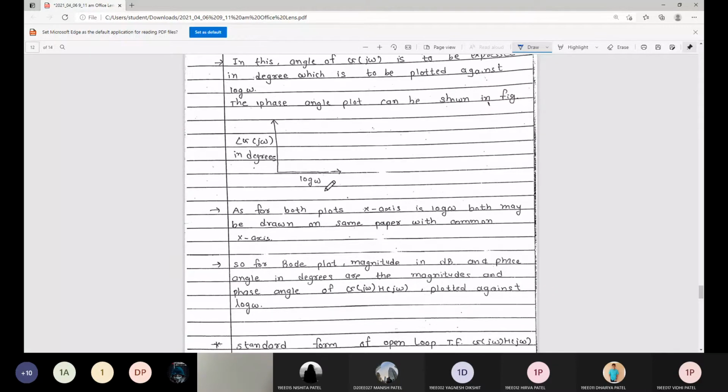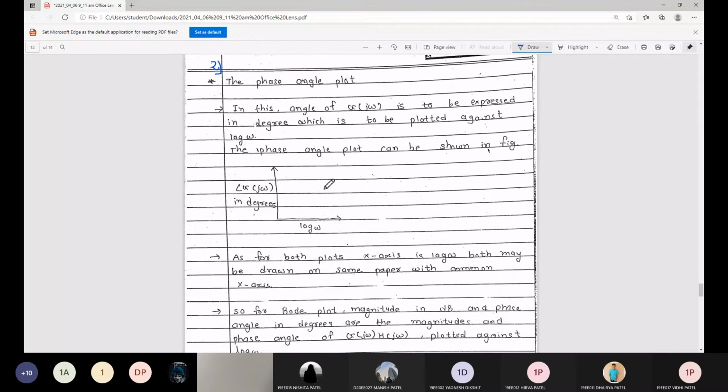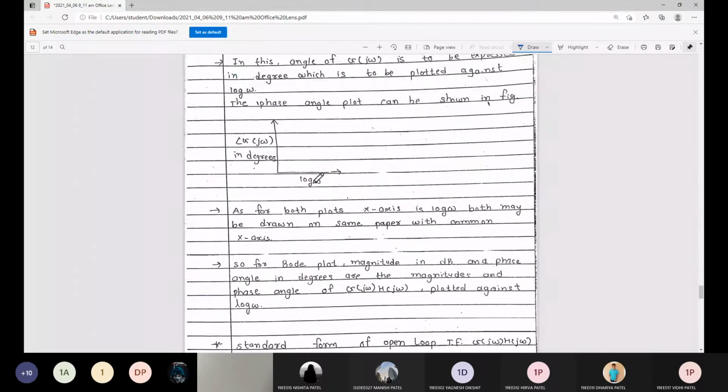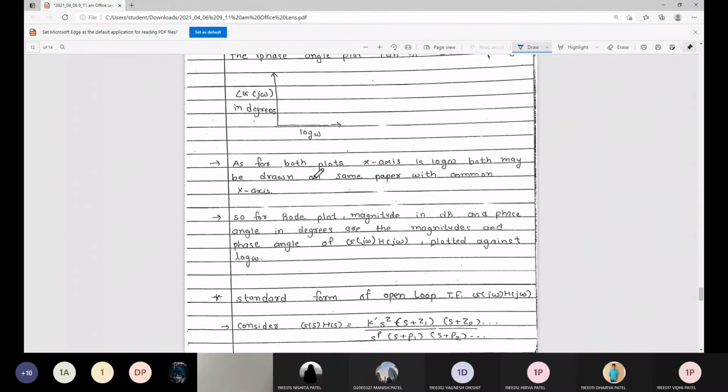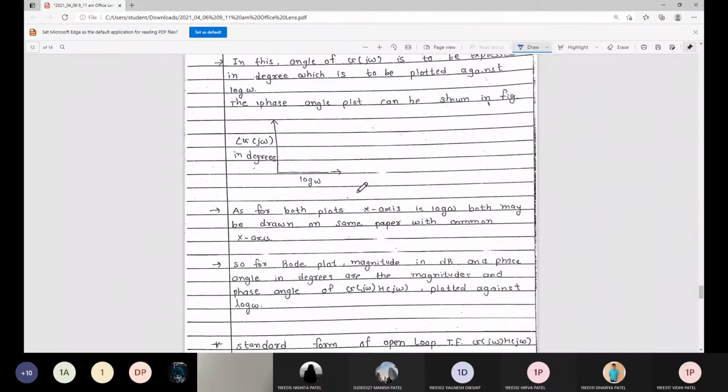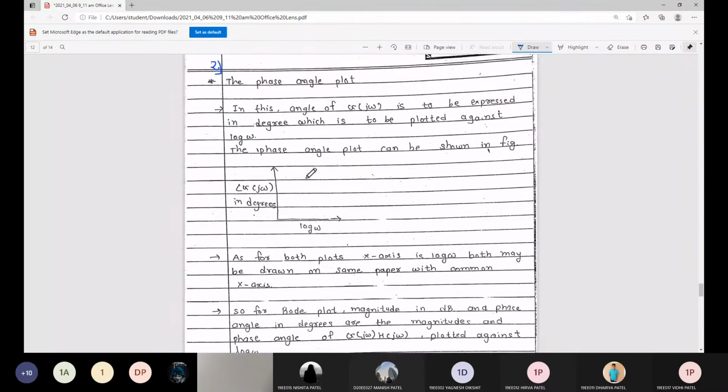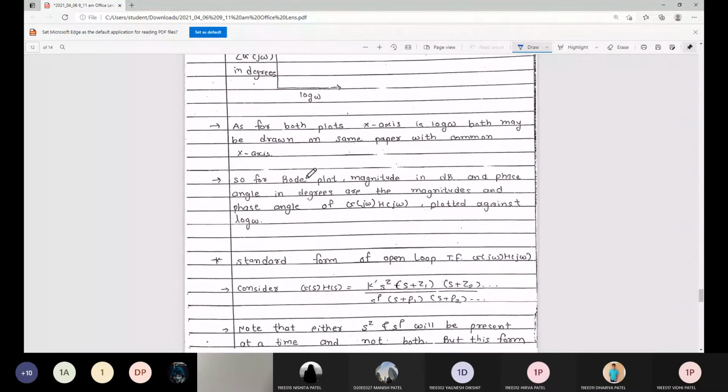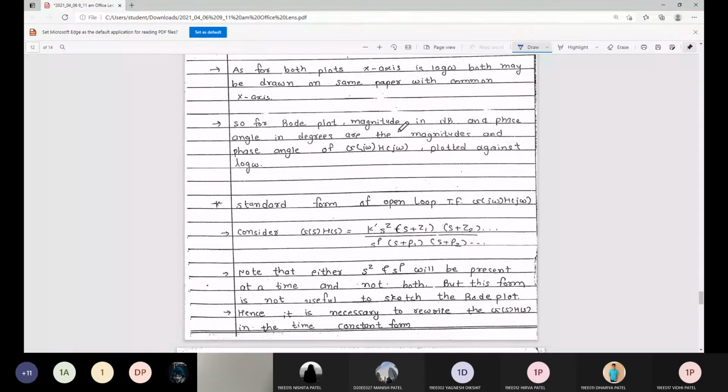Because in both, the x-axis is common, log omega. So we will use one paper, and we will use the same axis. The x-axis will be the same, but the y-axis will be different. So for the Bode plot, the magnitude in dB and the phase angle in degrees of G of j omega into H of j omega are plotted against log omega.